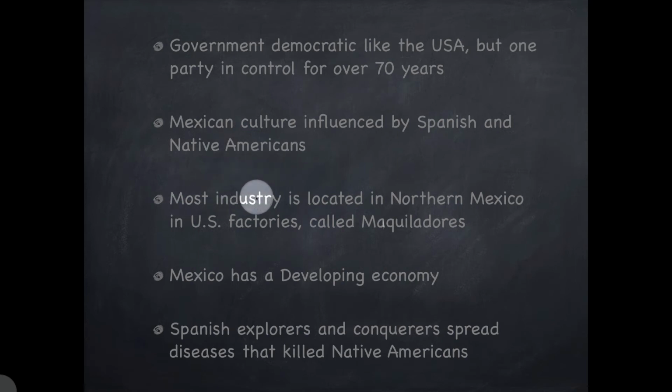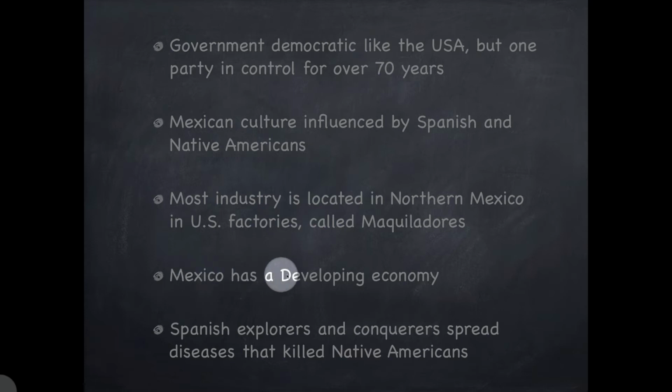Most of the industry of Mexico is located in the northern part of Mexico, very close to the United States, and mostly in U.S.-owned factories, companies from the United States that own factories in Mexico, and they're called maquiladoras. That's what the Mexicans call these factories that are owned by United States companies.